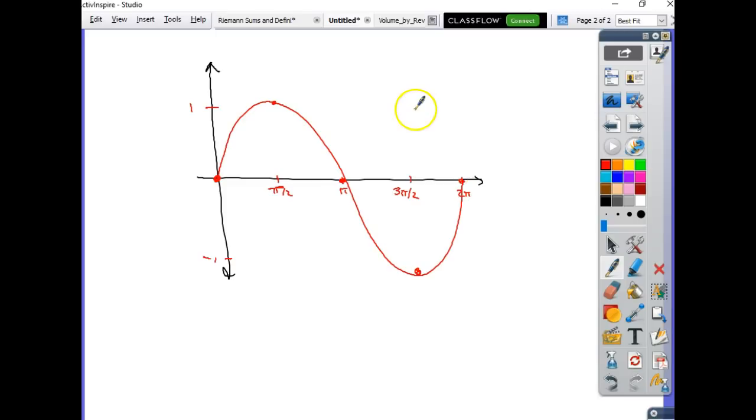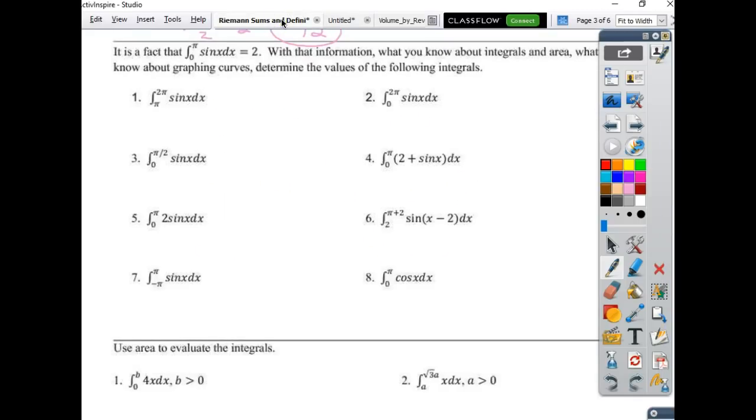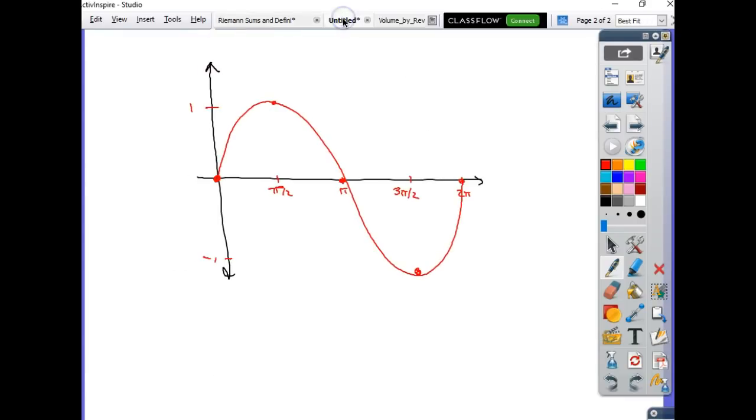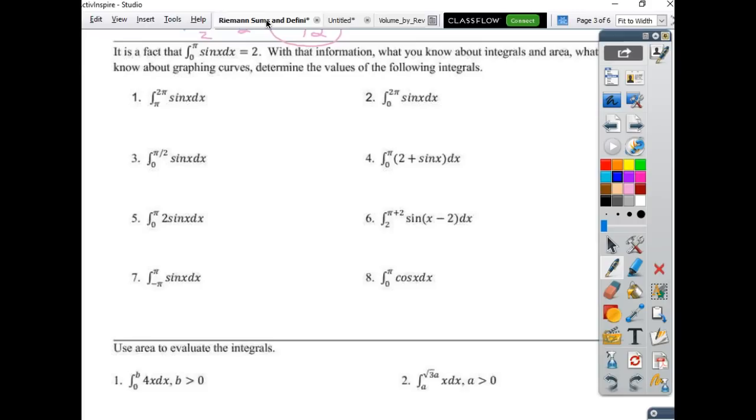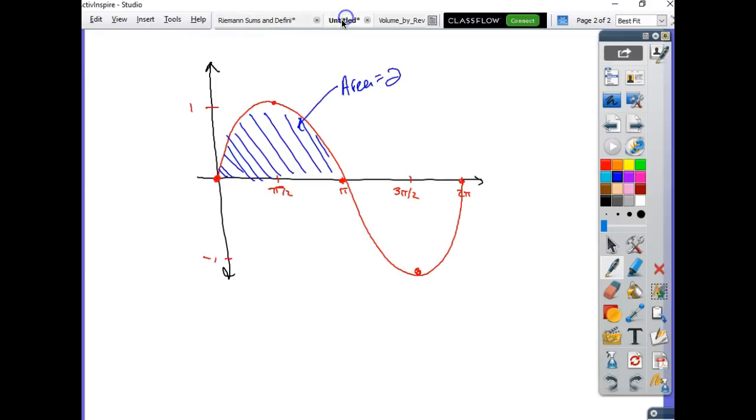And what I told you in the problem previously is that the integral from 0 to pi, this region right here, is equal to 2. If you haven't figured it out yet, the main piece of this problem is going to be utilizing symmetry to our advantage. So, for instance, I take a look at the first question, and the question simply asks, what's the integral from pi to 2 pi?